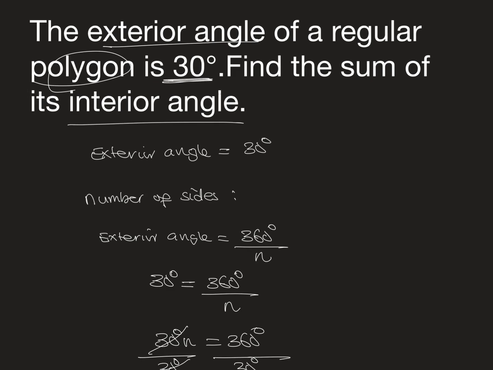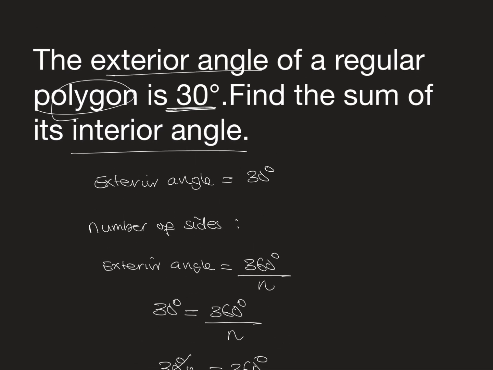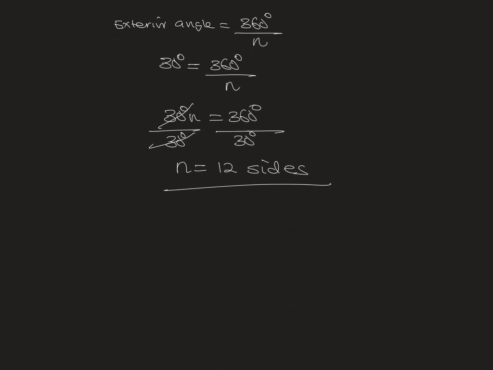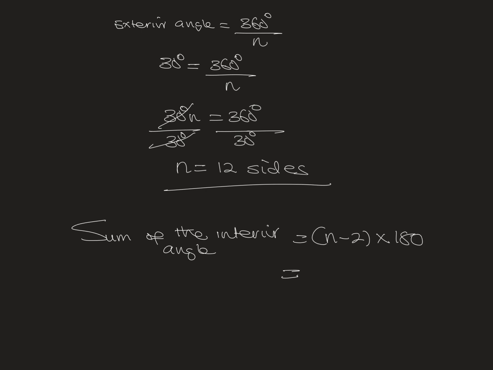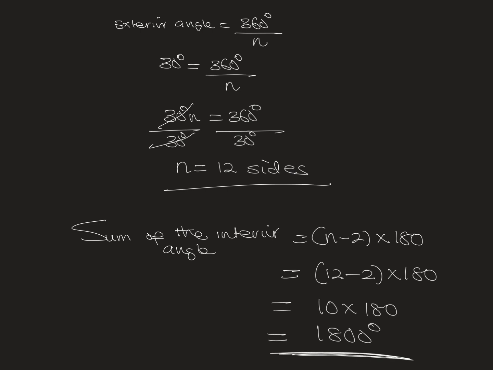So if it is a 12-sided polygon, then I can now find the sum of the interior angles. So the sum of the interior angles is equal to n minus 2 times 180. N, which is the number of sides, is 12, so that will be 12 minus 2 times 180. That will be 10 times 180, and 10 times 180 is 1800 degrees. So that is the total sum of the interior angles.